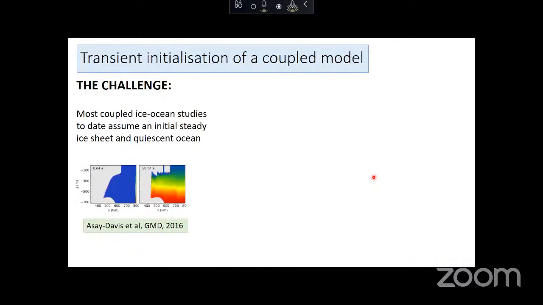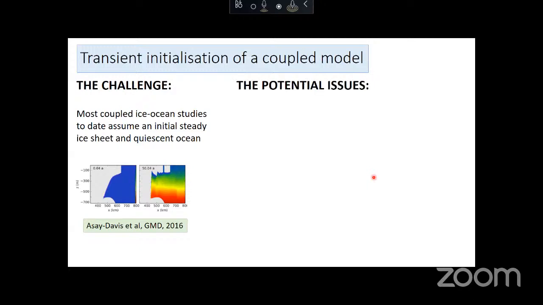The challenge with transient initialization is that coupled ice-ocean modeling is really in its infancy. A lot of studies that have been done are really highly idealized. They don't address this question of what happens if we apply this coupled ice-ocean model to an ice sheet that's at this moment very dynamic.